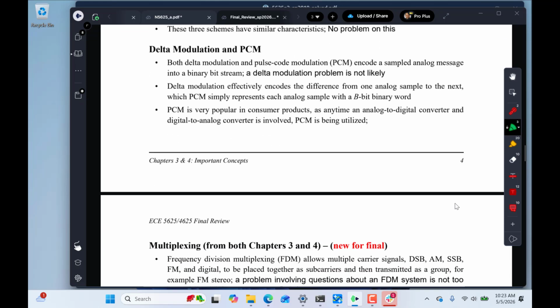PCM, though, we did talk about, and you worked a project on it. You already had a problem in Chapter 2 on that, though, I mean, in Exam 2. I don't know what I would do with it. I don't think I really made a commitment here. Definitely no delta modulation, but PCM, you got acquainted with it, so there could be a PCM-related problem.